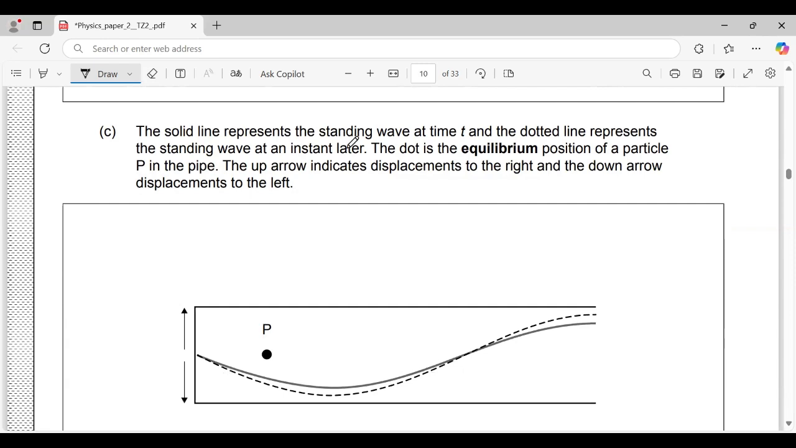The solid line represents the standing wave at time t, and the dotted line represents the standing wave an instant later. This is the dot P. The dot is the equilibrium position of a particle P in the pipe. The up arrow indicates the displacement to the right, and the down arrow displacement to the left.